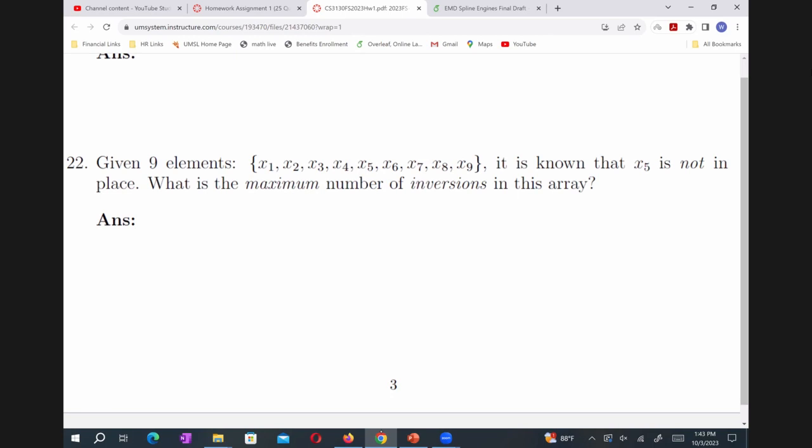But remember, 1/2 times 9 times 8, 4 times 9, 36, right? The maximum number of inversions is 36, right? But after you make a move and put X5 not in place, this 36 number should be reduced, right? It cannot stay at 36. Think about that. After you make one move, it has to be reduced.